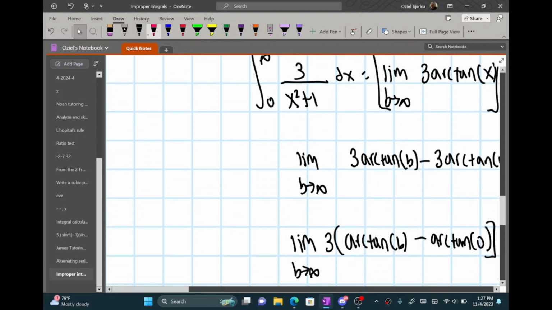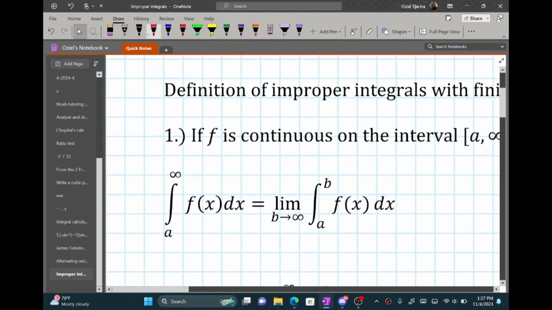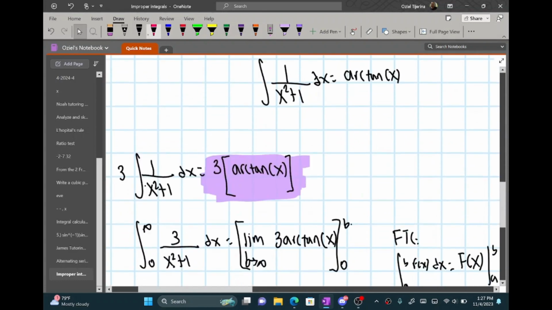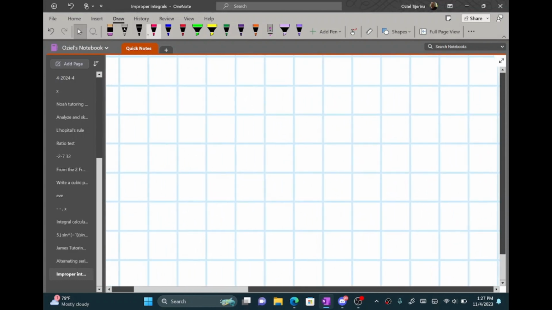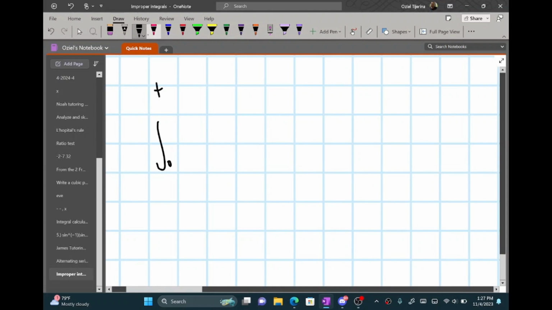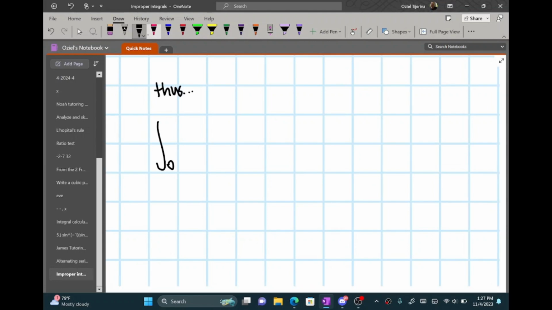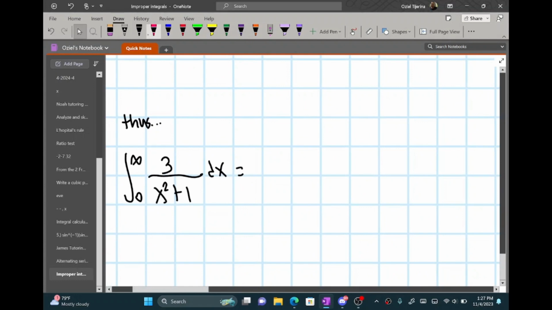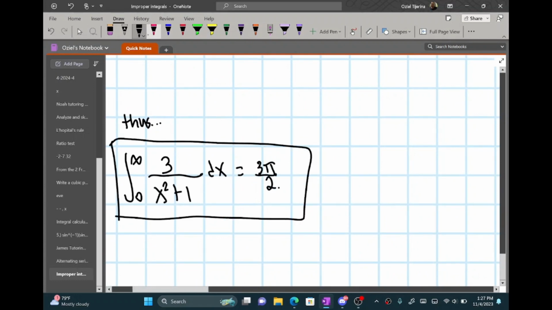So therefore, the integral from 0 to infinity of 3 over x squared plus 1 dx is equal to 3 pi over 2. And this is our final answer.